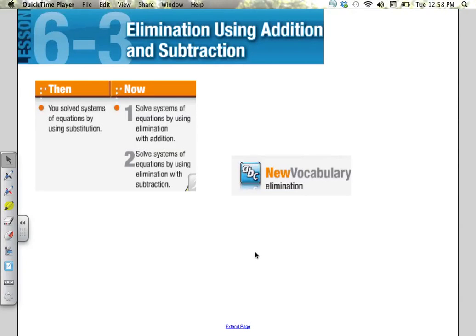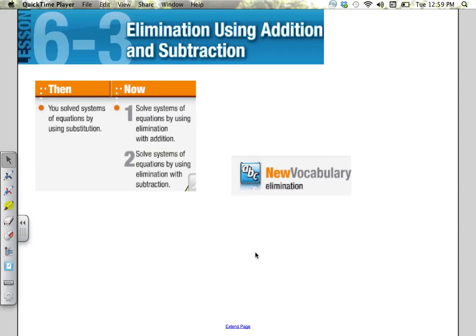Okay, let's talk about lesson 6-3, which is using elimination with addition and subtraction. So we've learned a method for solving systems of equations using graphing. We've learned a method using substitution. Now this next method we're going to learn is called elimination. And in this case, we're going to use addition and subtraction to eliminate parts of the equation to solve it.